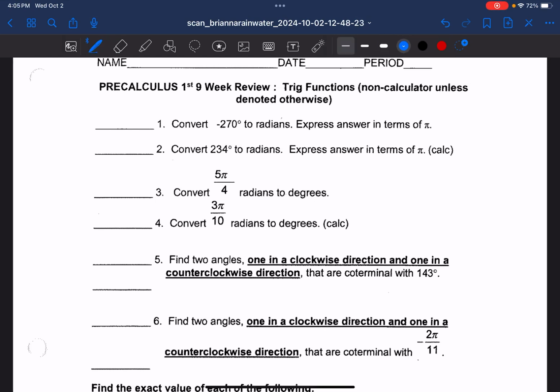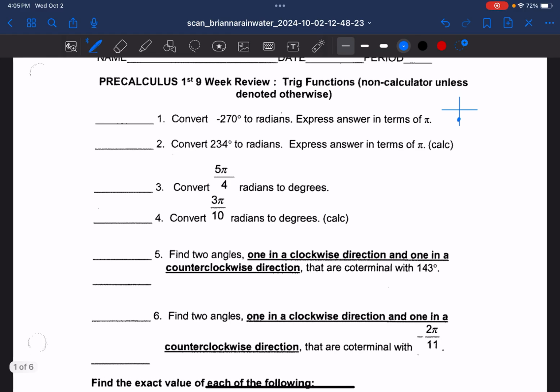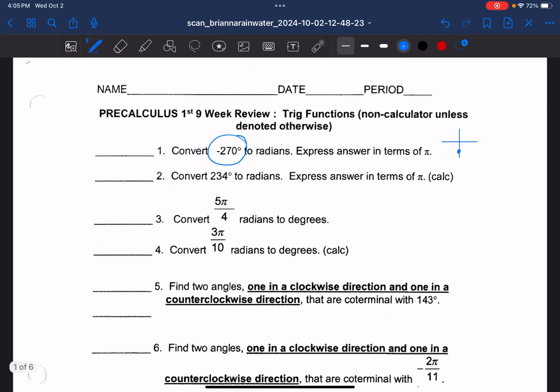Okay, so on number 1, it says to convert negative 270 degrees to radians and express our answer in terms of pi. So we should know that 270 degrees would typically be here. We don't necessarily care that 270 degrees is negative, except that 270 degrees would be equivalent to 3 pi halves. But since this is negative, our radians should also be negative.